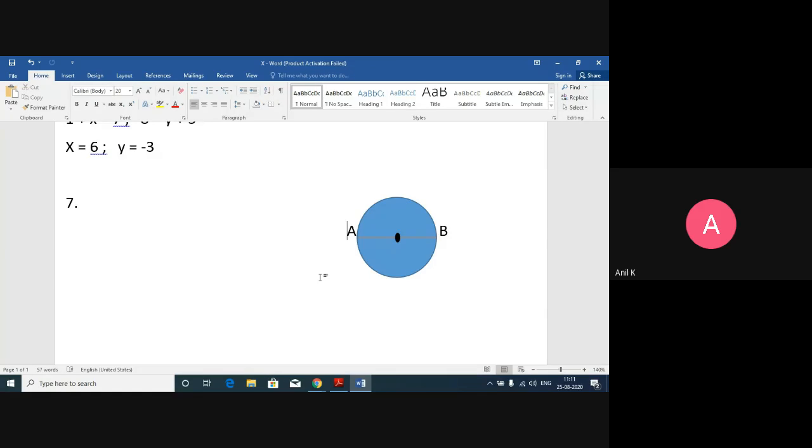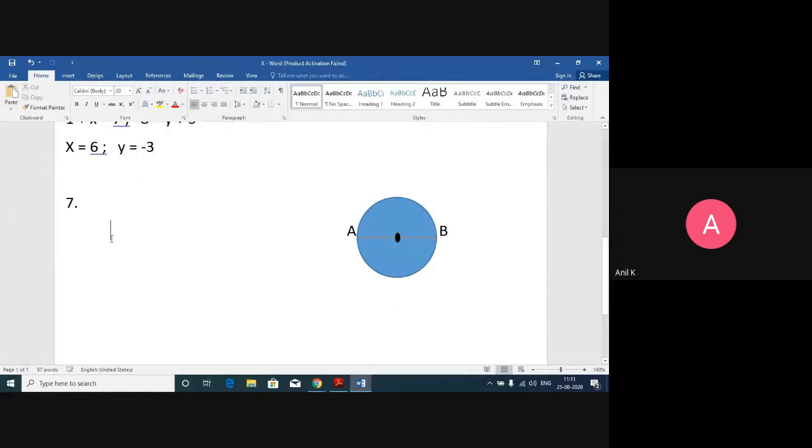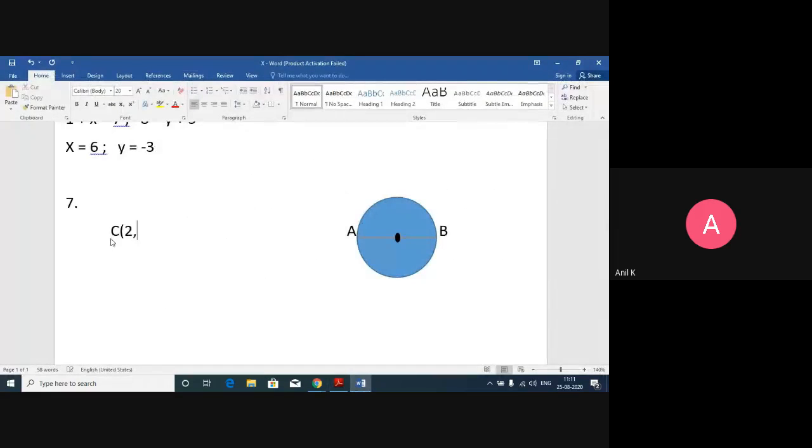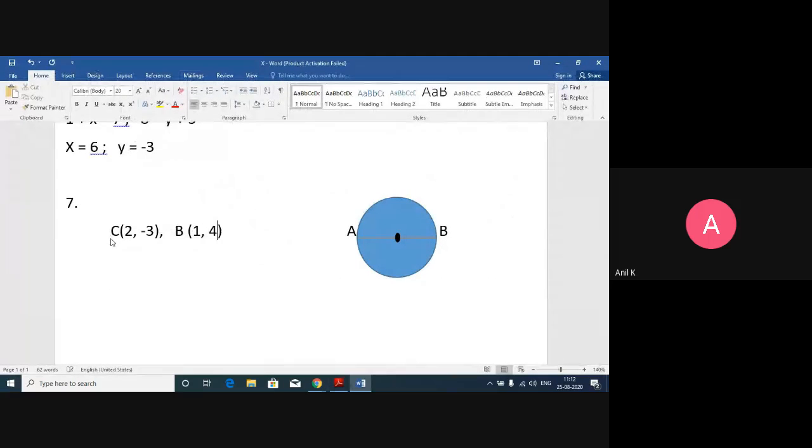Now the coordinates of A are not given. Let me see the question. What are the things given? Center is given as 2 comma minus 3. B is given as 1 comma 4. So let me write here. Center means C. C is given, it is 2 comma minus 3. And the coordinates of B are given to us as 1 comma 4. The question is, what are the coordinates of A? So I'll take coordinates of A as x comma y.